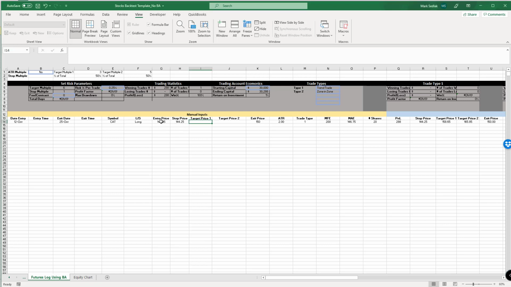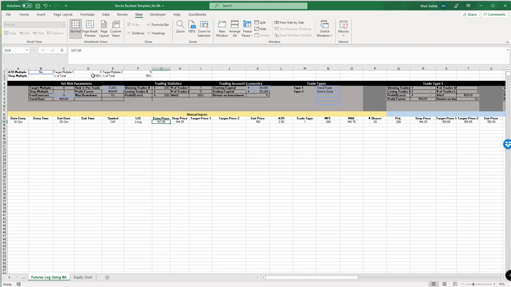So you would come in here and you would enter all your information. You'd put your entry price and you would put your stop price. And then you need to determine how many targets you are going to be trading. Are you only going to be trading 1, 2, or you could even go up to a third if you really want to.